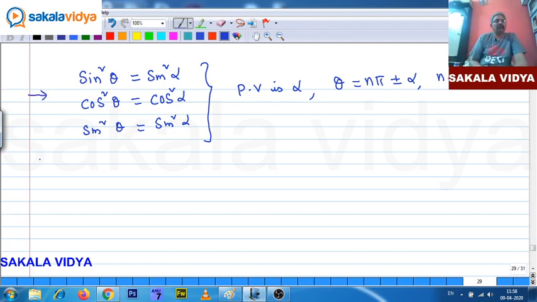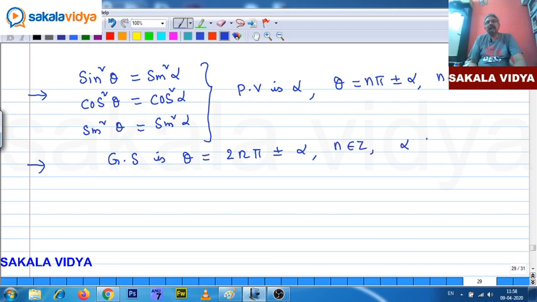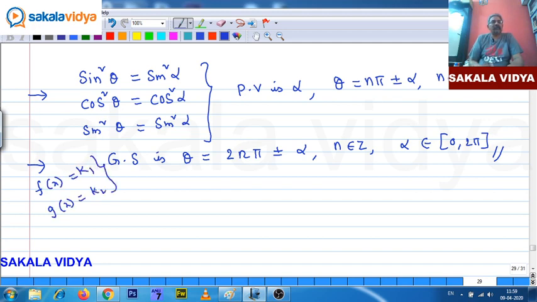So one more thing we need to remember, for example, when two simultaneous equations are there, it is called the at most general solution. The general solution of the two simultaneous equations, theta is equal to, we can write, 2n pi plus or minus alpha, where n belongs to Z and alpha belongs to closed 0 comma 2 pi. So this you need to remember. So that means, for example, two trigonometric equations, say f of x is equal to k1, g of x is another trigonometric function equal to k2, this is called the at most general solution, 2n pi plus alpha itself only.